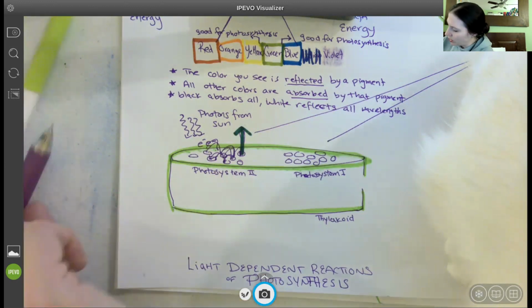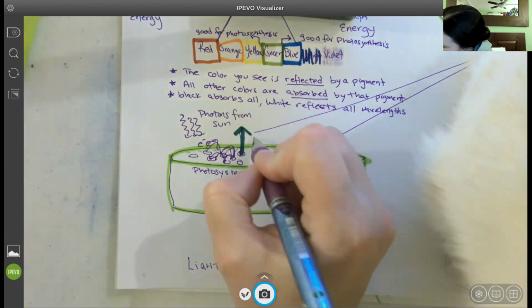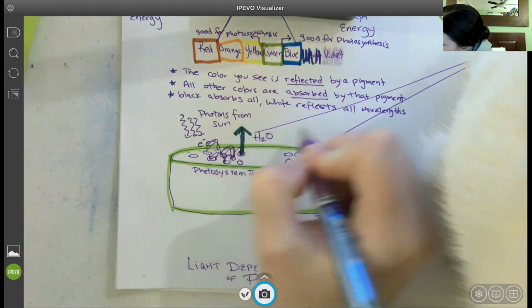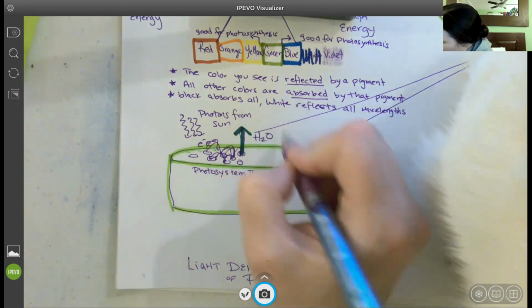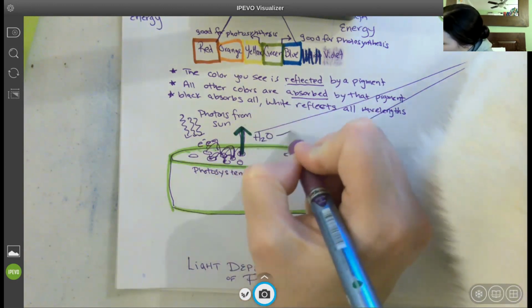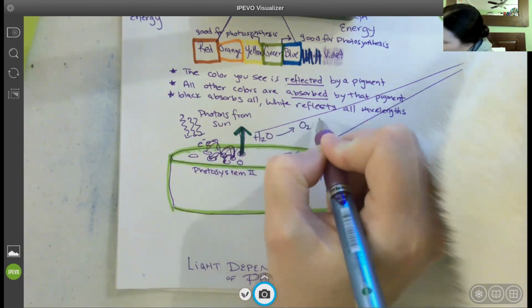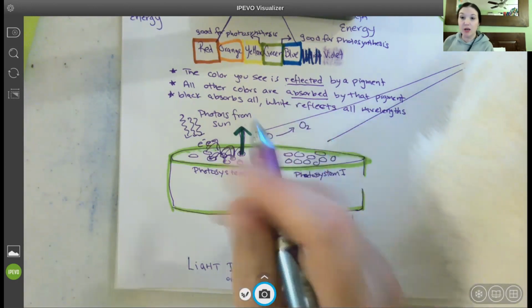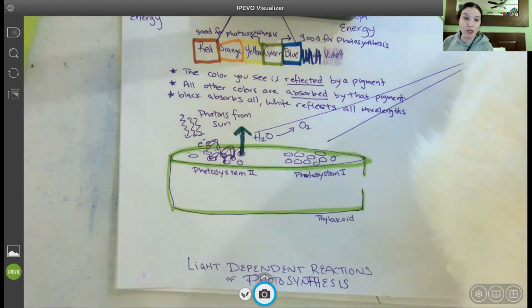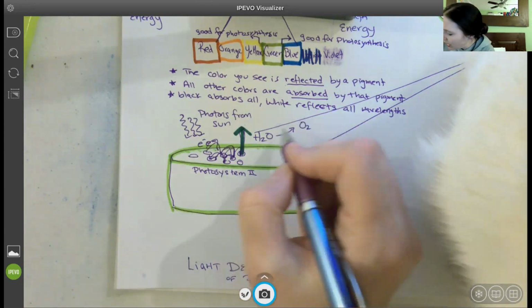And it is going to take water and split it. So water is going to turn into oxygen gas, which is going to just float away and become used for cellular respiration, or, remember your leaf cross section, is going to be released through the leaf through the stomata. So that's what happens to the oxygen.